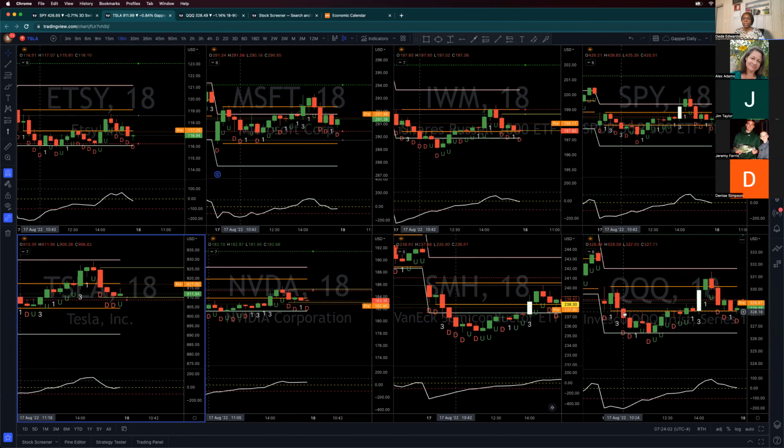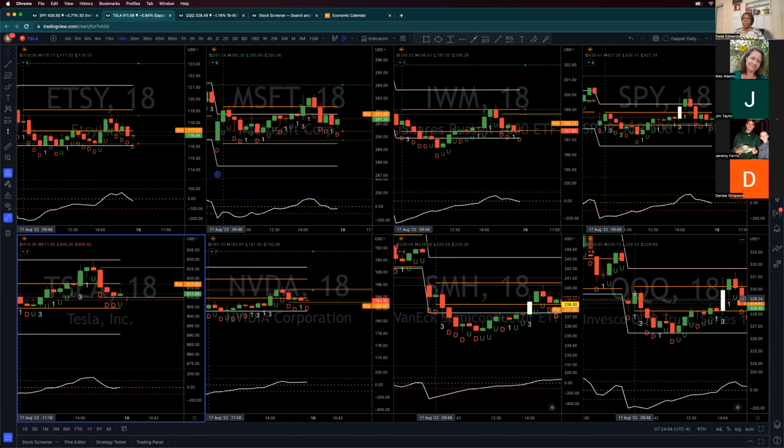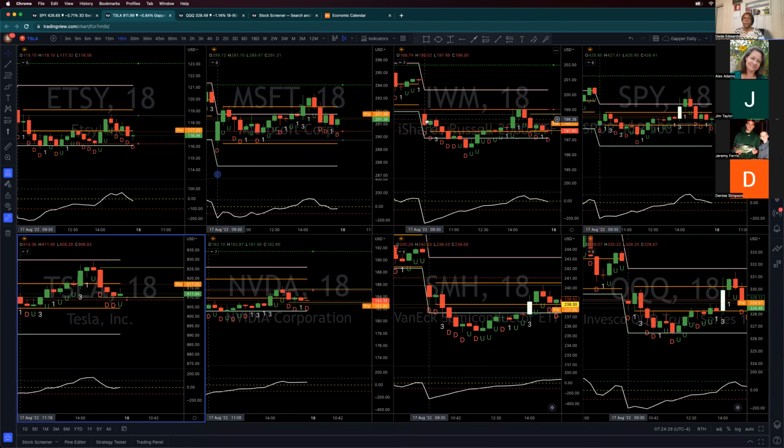Here's the opening 18. We have a signal here, right? So our signals are inside bars or two, two, twos, right? So two up, two up, two down, two down, two up, two down. All right, we need two ups, two downs to go continuation to the downside here. We had an inside bar off the Qs. We had an inside bar on the SPY. IWM went two down, two down. So we had signals on the SPY and the Qs.